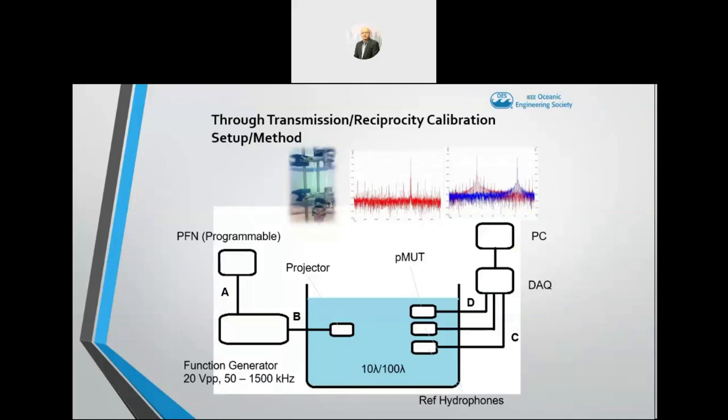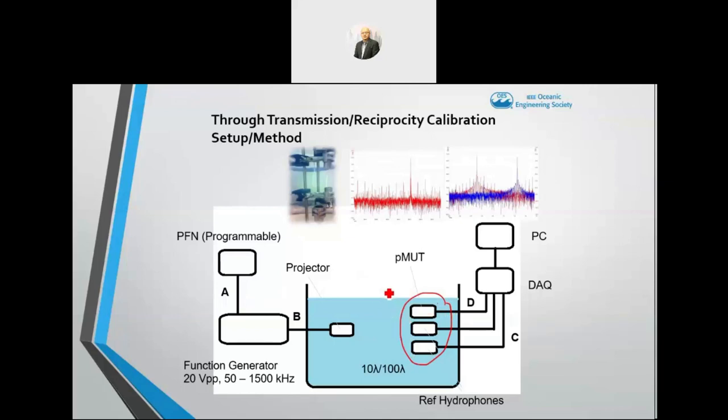And the final part of this talk is about how you calibrate your sensors. Of course, when talking about calibration, we have several standards that must be followed. However, the best way to calibrate your sensors depends on whether you develop your sensors for sound transmission or sound reception, or for both. If you develop your sensors for projecting sound, of course you need a reference transducer or reference sensor in the form of a hydrophone.